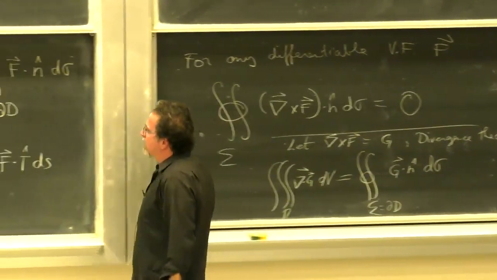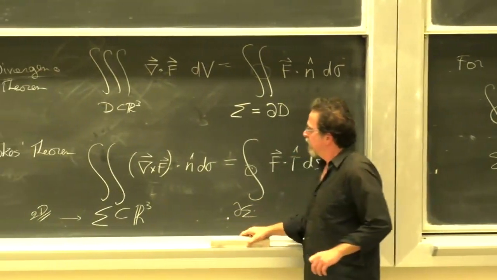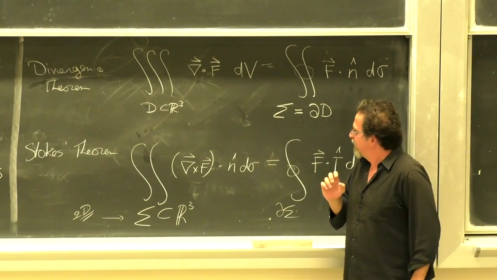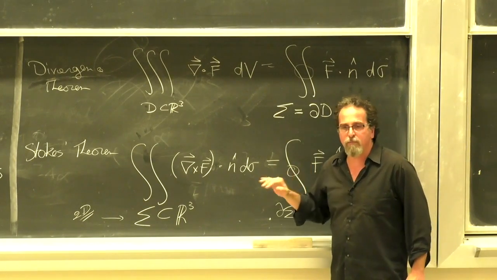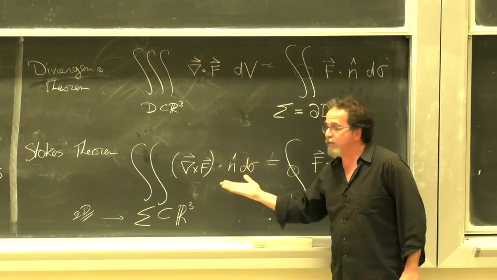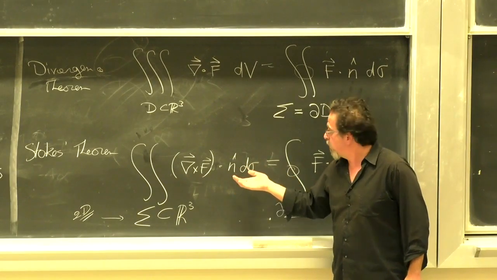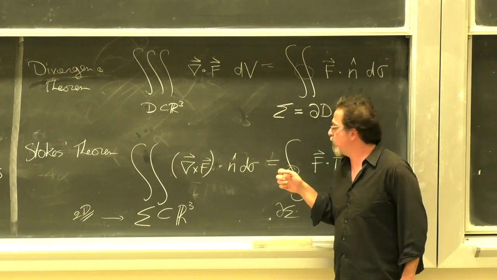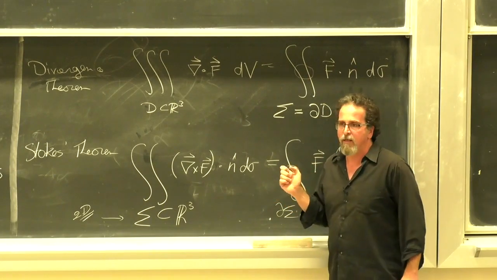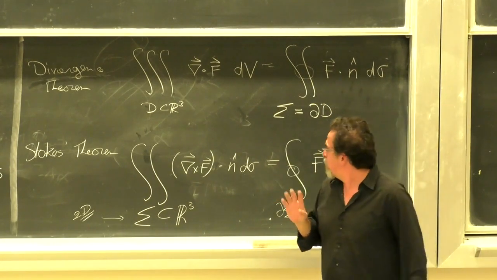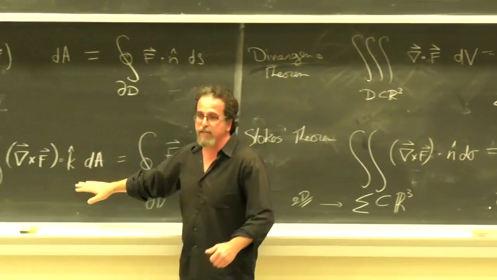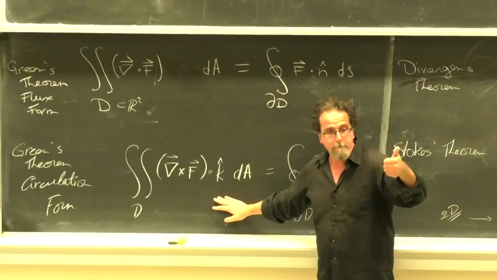Now, I have to make a couple of notes about Stokes' theorem. We have to think about what I mean by this. I know what I mean by n hat, I think, but what do I mean by t hat? So remember, over here in Green's theorem, this was k hat. This was out of the board.